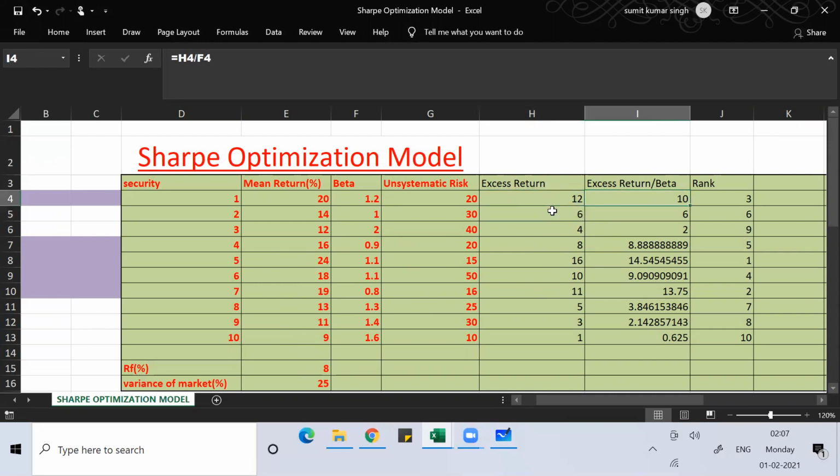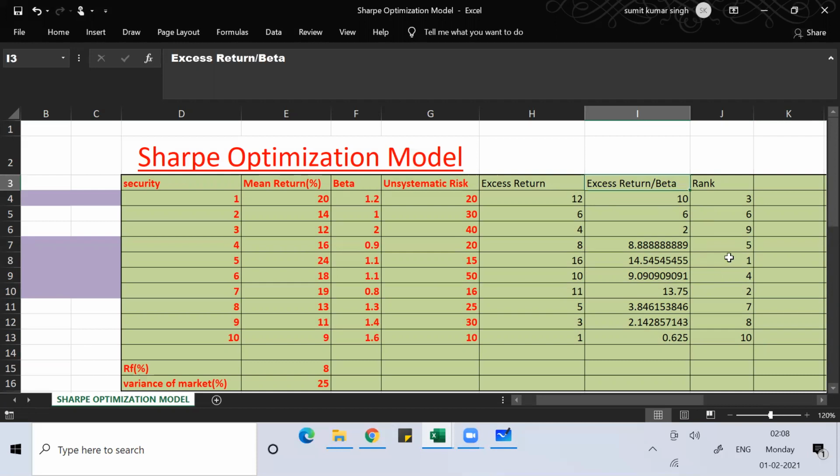Once you get the excess return, divide the excess return by the beta, and you'll get these values. Then in the Sharpe optimization model, arrange the securities on the basis of this factor called excess return by beta. The stock which has the maximum value of excess return by beta gets rank 1. You can see 14.54 is the highest excess return by beta value, so that is rank 1. Similarly, the stock having the second highest, 13.75, is stock 7, and you put rank 2.